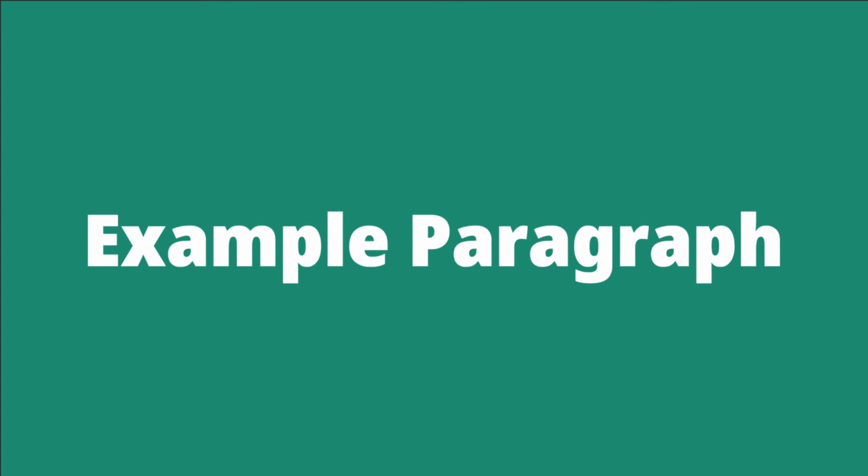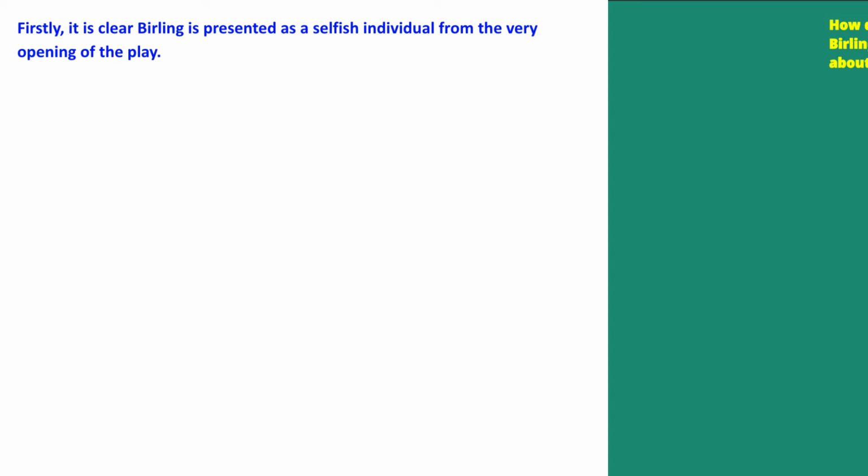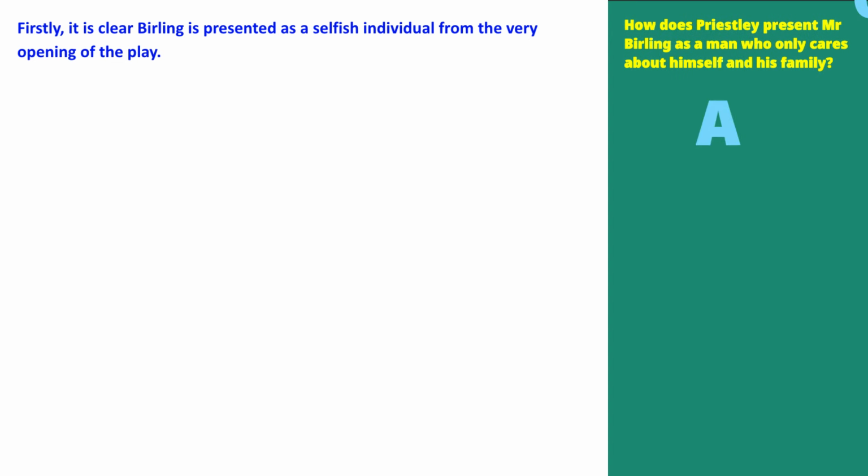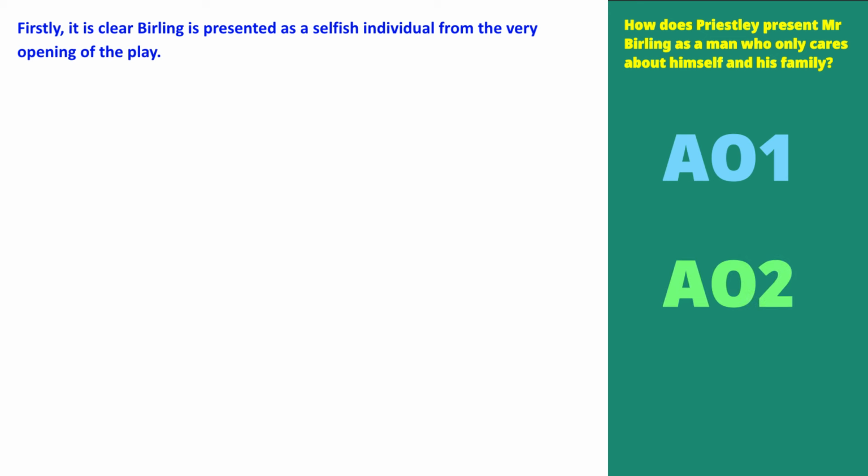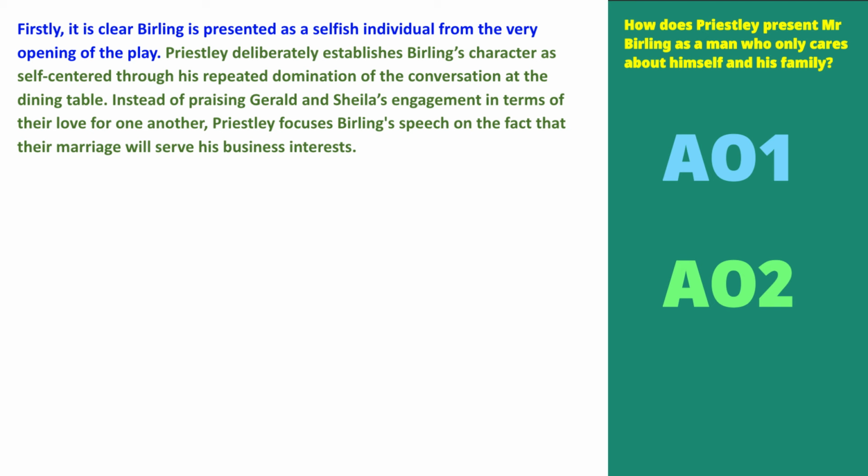Let's quickly look at a section of a student's answer for An Inspector Calls to see how marks would be awarded for each AO. This paragraph opens with the AO1 linked statement. Firstly, it is clear Birling is presented as a selfish individual from the very opening of the play. Then the answer moves on to an AO2 structural analysis of how Priestley establishes Birling's character in the beginning. Priestley deliberately establishes Birling's character as self-centered through his repeated domination of the conversation at the dining table. Instead of praising Gerald and Sheila's engagement in terms of their love for one another, Priestley focuses Birling's speech on the fact that their marriage will serve his business interests.